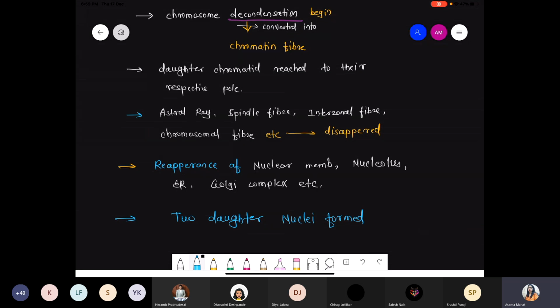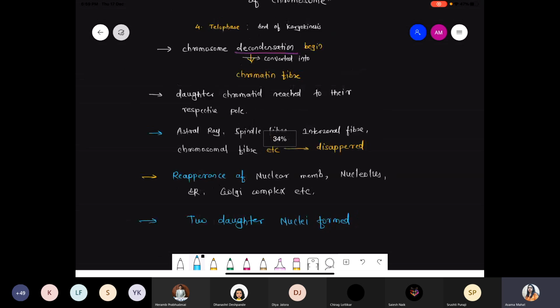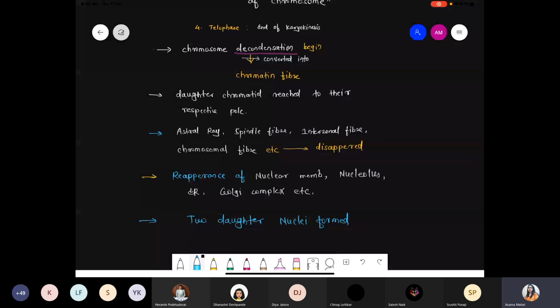So quickly we are revising this part. We are talking about the telophase. Telophase is nothing but the end of karyokinesis, where the chromosomes start decondensation. Again, the daughter chromatids reach their respective poles. Whatever microtubules or spindle fibers were formed all disappear, meaning astral ray, spindle fiber, interzonal fiber, chromosomal fiber, continuous, discontinuous, all kinds of fibers start disappearing and get degraded, because the process of karyokinesis is done. So there is no need of any spindle fiber.